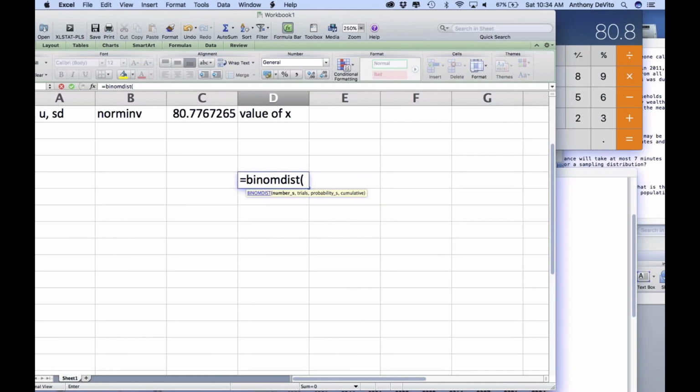So what are these various arguments that I'm looking at here? Let me hit escape. I'm going to just get rid of that equal sign so it doesn't disappear. So, a number of successes.